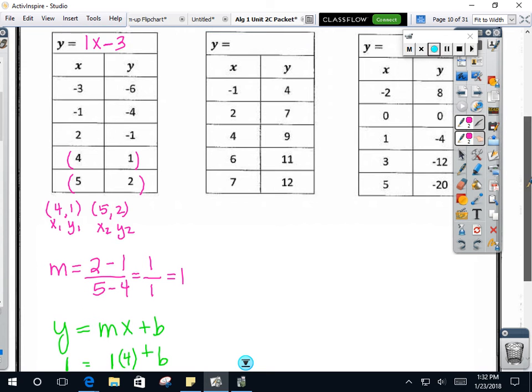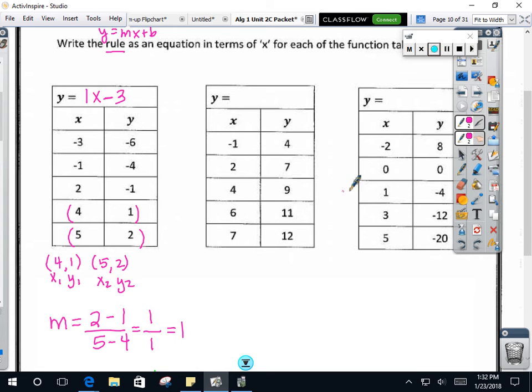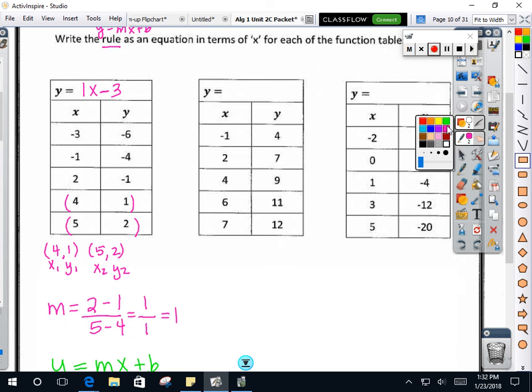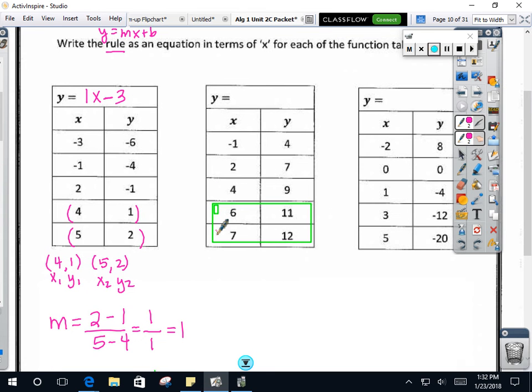Okay, now I'm going to show you a different method to do it. Say you don't want to take your time doing the slope formula. You don't always have to. If you see that in your table you have consecutive x values, like down here, 6 and 7 are consecutive. There's nothing skipped in between them, right? So if you focus in on where it's consecutive, I see that the x's are increasing by 1 and the y's are increasing by 1.